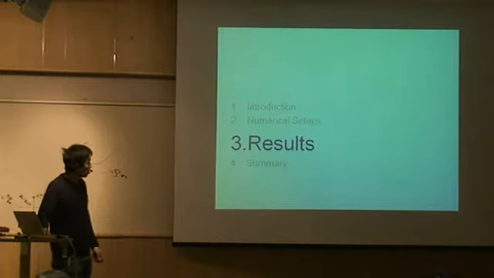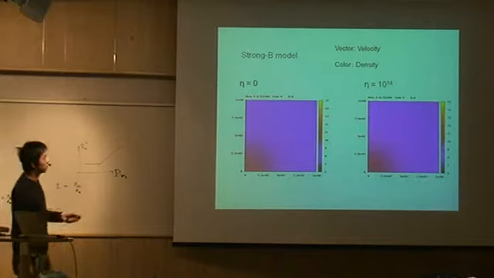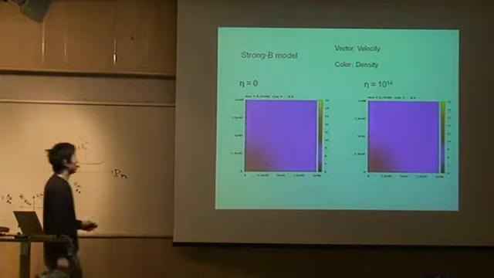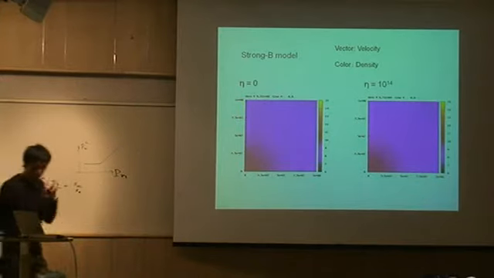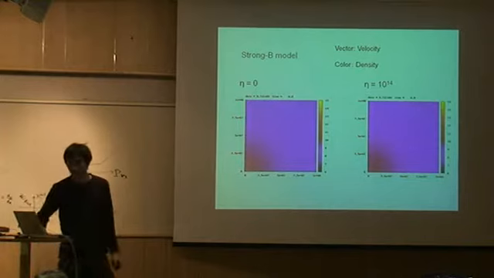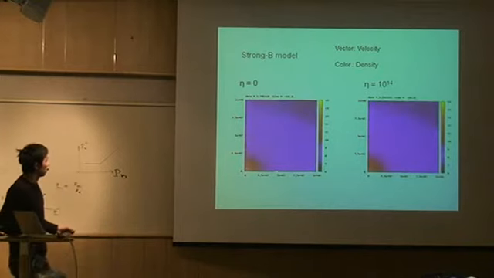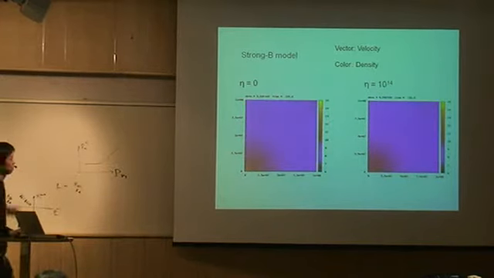Okay, now I'm going to the results. First, I show you a movie of density contour, density color map, and velocity fields. This is the ideal model and the most resistive model. First it collapses, and then bounces, and the explosion along the rotation axis occurs.